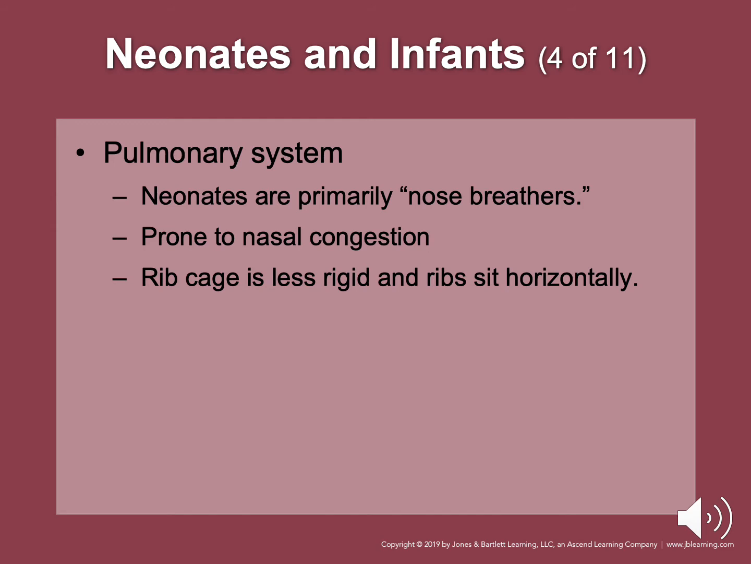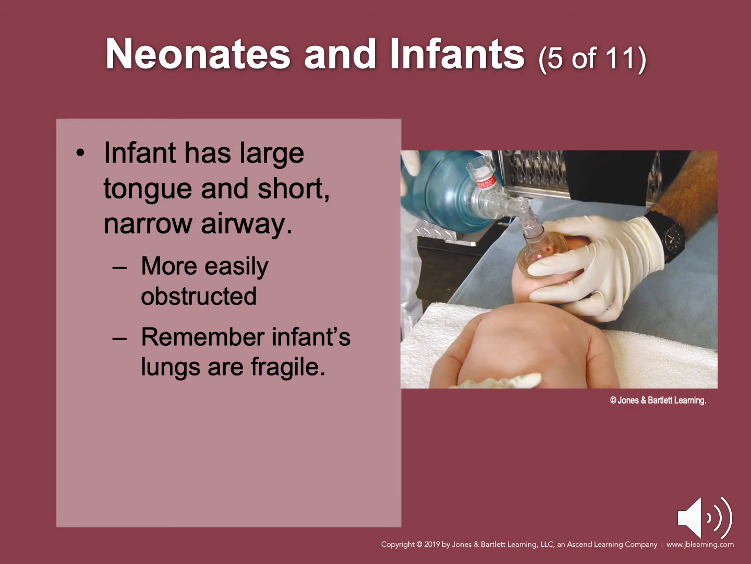You'll see their belly go up and down really fast, and because of immature muscles, fatigue can set in very quickly. An infant does have a proportionally larger tongue and a shorter, narrow, less stable airway, so it can be obstructed more easily than in children and adults. Remember that the infant's lungs are fragile, so don't use forceful ventilation. It could cause trauma from pressure and barotrauma.